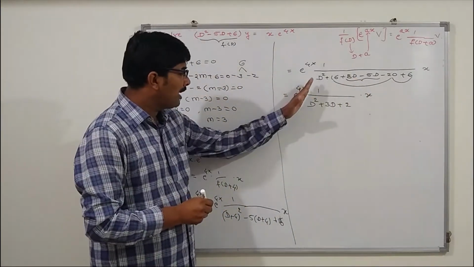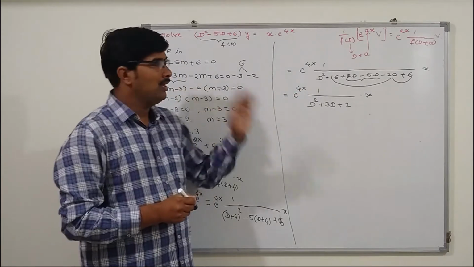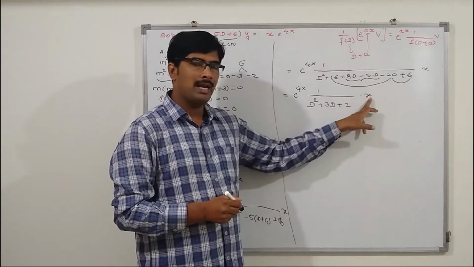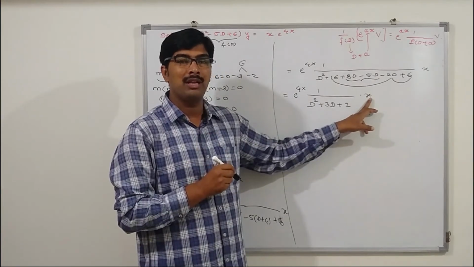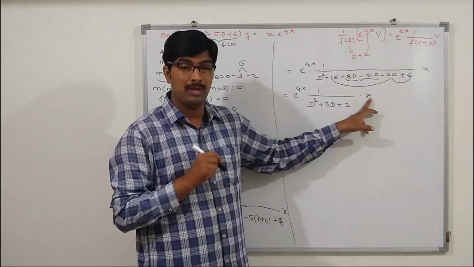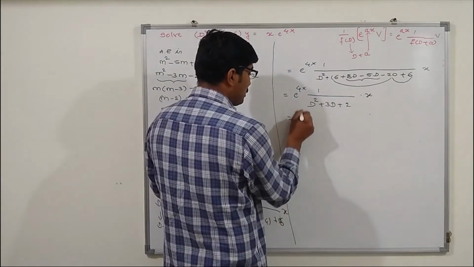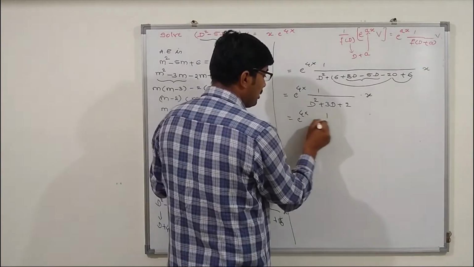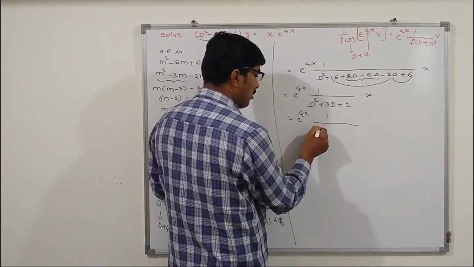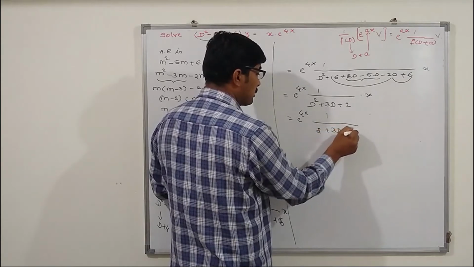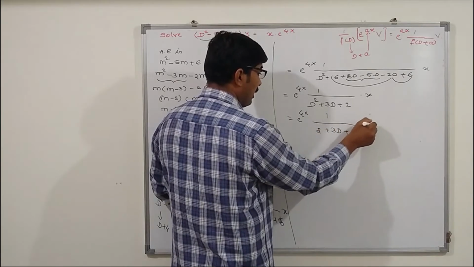Okay. Now we have taken e raised to 4x outside. Now we are left with 1 divided by D square plus 3D plus 2 into x. And now here we have to find the particular integral by using the formula for x raised to m. When the right hand side is x raised to m, then this e raised to 4x we write as it is. First, the denominator you can write in ascending order, that is 2 plus 3D plus D square of x.